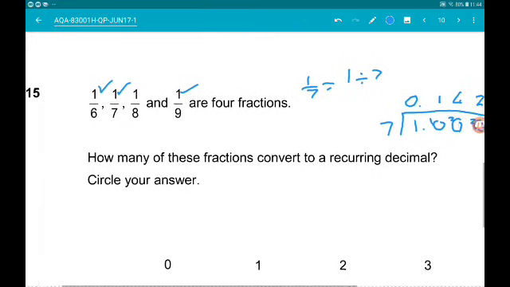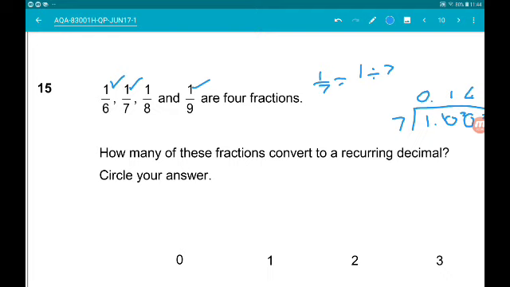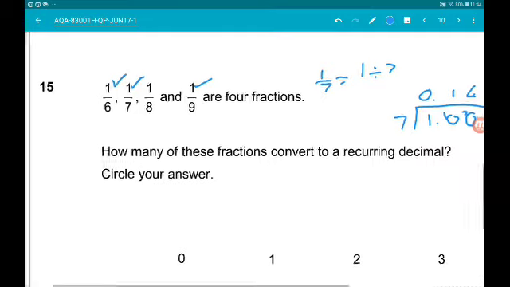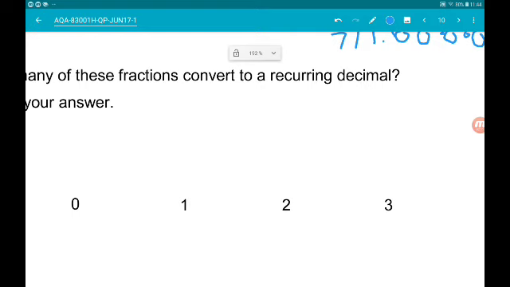The only one that doesn't is 1/8. So 1/8 is half of a quarter. So it's 0.125. So the answer is 3.